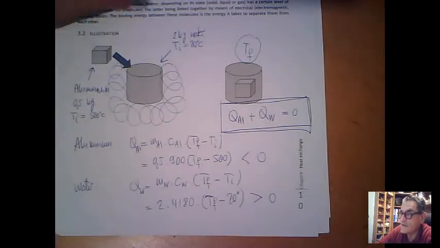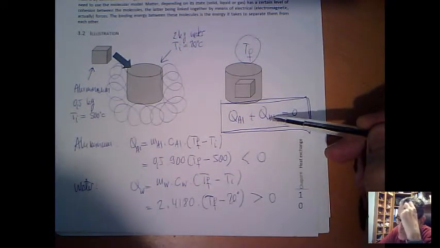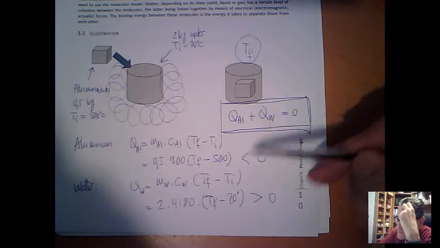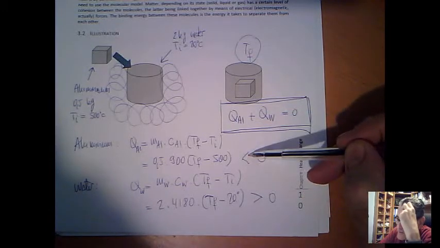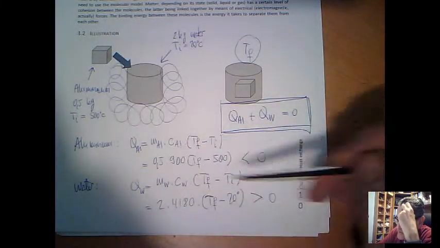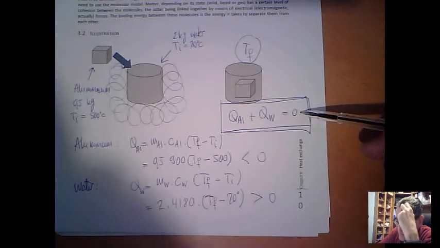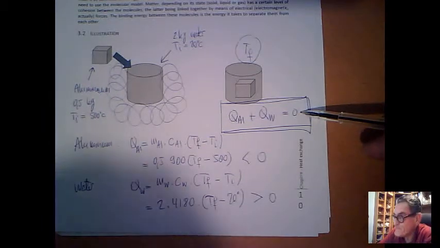Why do I write it like that instead of writing Q aluminium is equal to Q water? Because they have different signs. So if I want these two quantities to compensate each other, I need to sum them up and say that the sum is 0. Okay? Are you following me? Yes. I need some feedback. Okay?